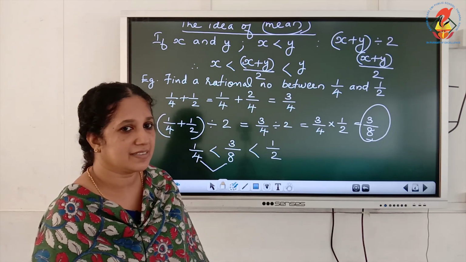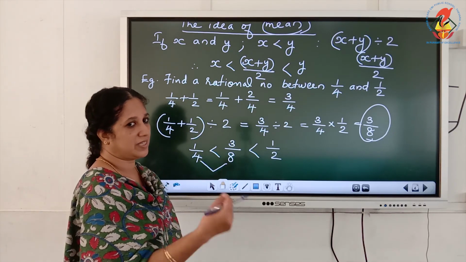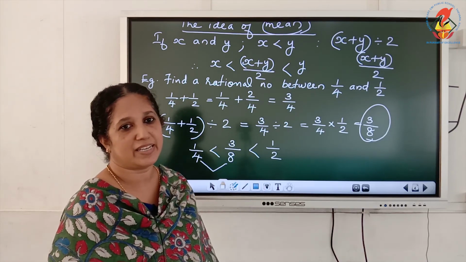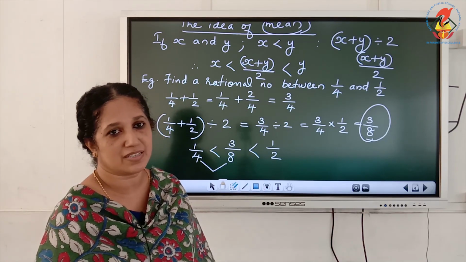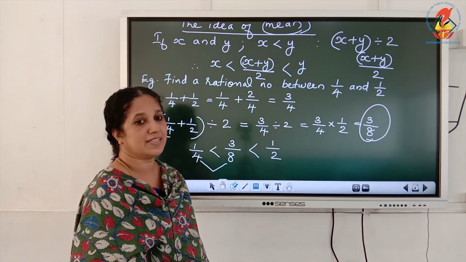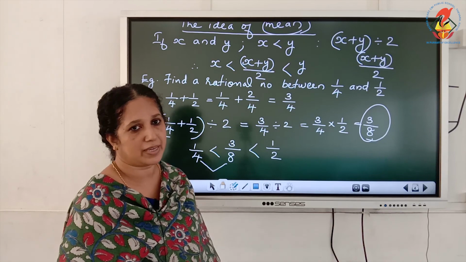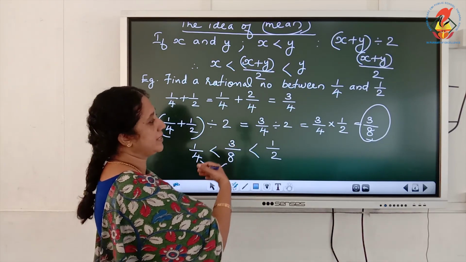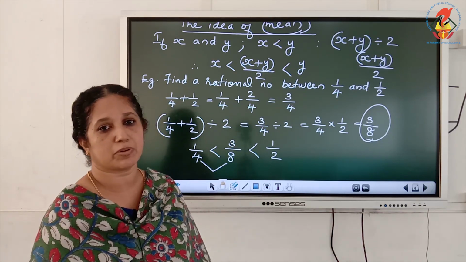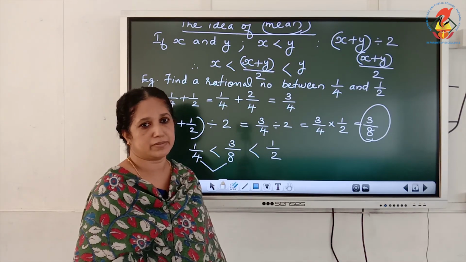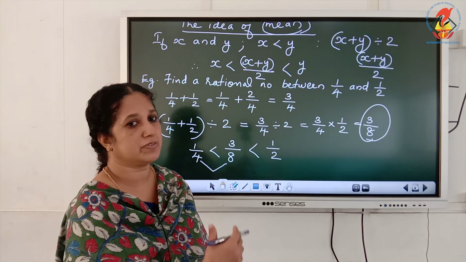But which method is easier? We can see that the first method, finding the equivalent rational numbers with the common denominator as LCM, is easier. You can use either method, the first method or the idea of mean, to find rational numbers. We will follow the first method for doing the problems.